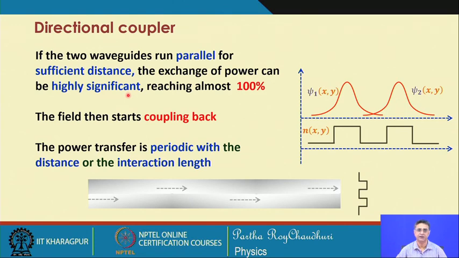It can be 100%, and if the interaction goes further, then the field can start coupling back to the first waveguide again. The power transfer is in this case periodic, because the power from the first waveguide goes to the second waveguide, and from the second back to the first, so it goes back and forth between the two waveguides. So, this is periodic with distance, over the length of the interaction.